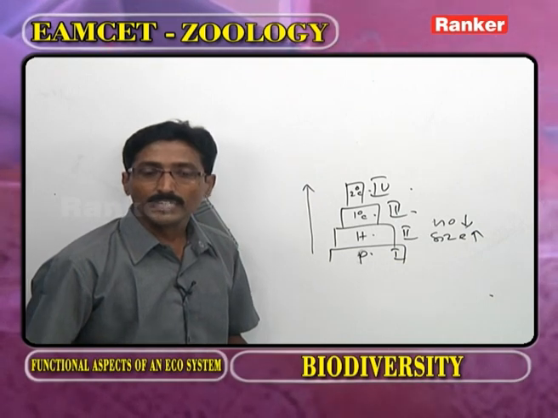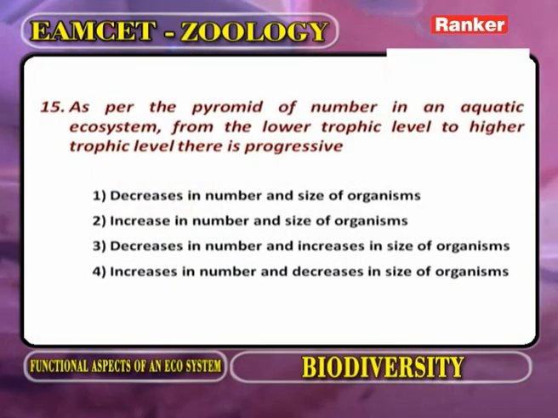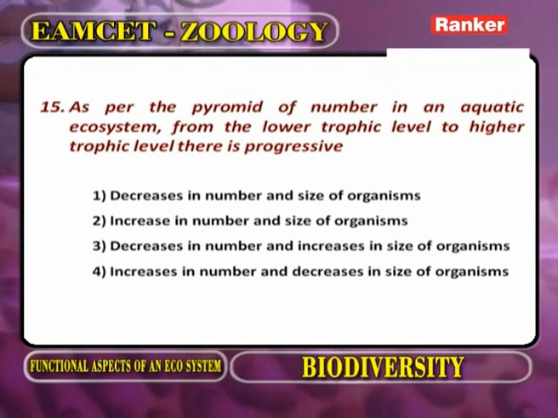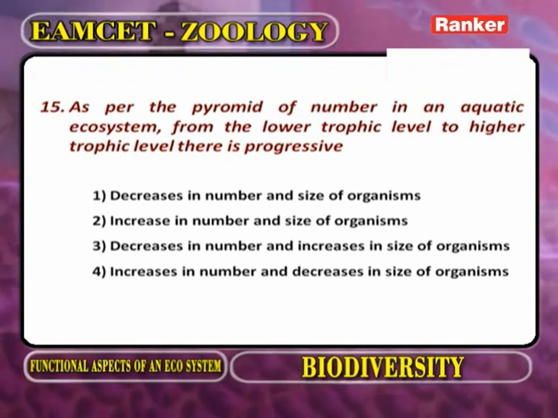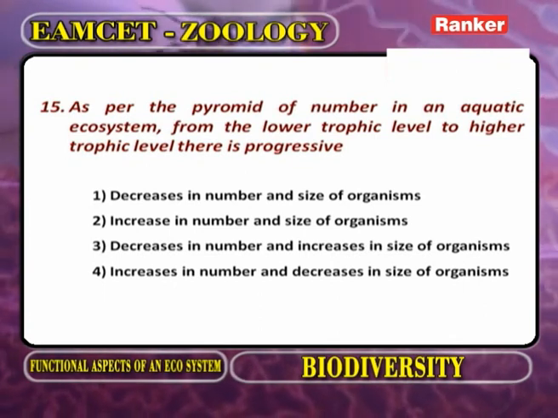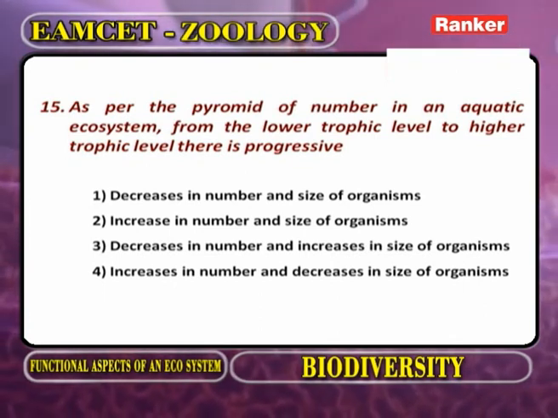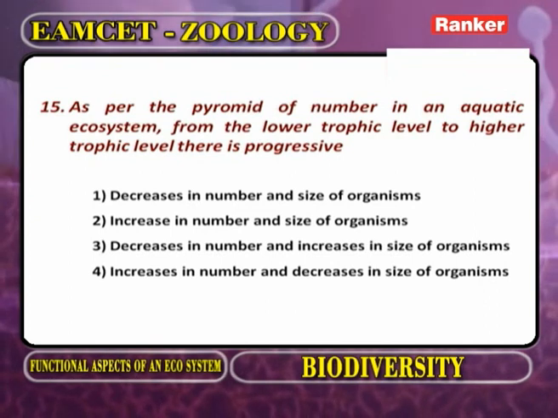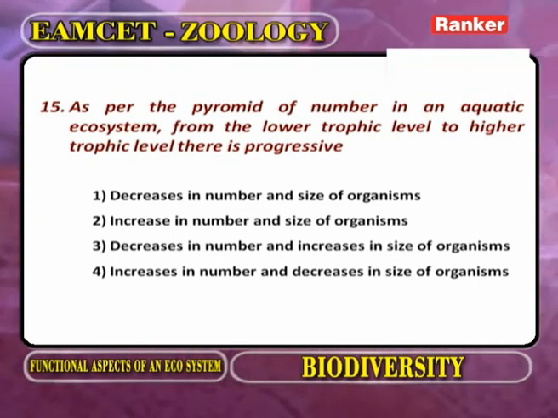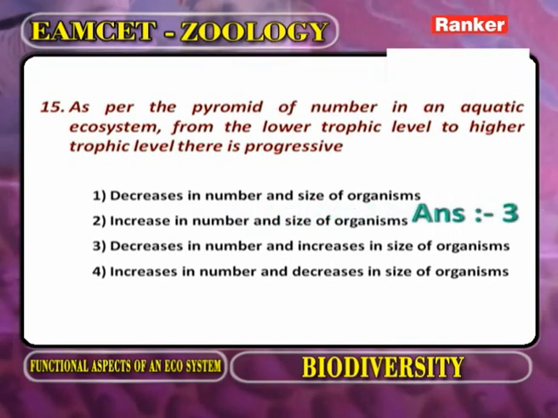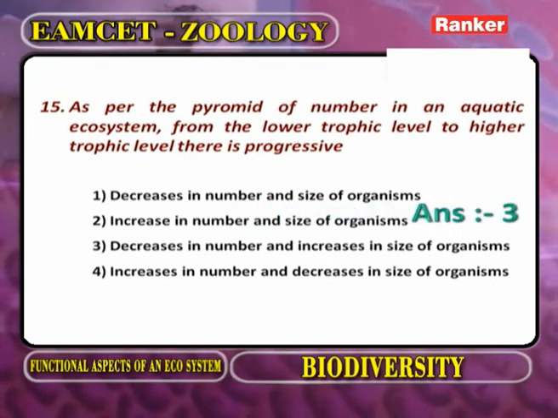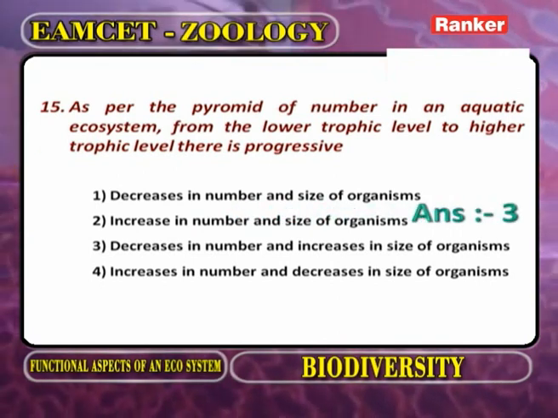Here is the question: as per the pyramid of number in an ecosystem, from the lower trophic level to higher trophic level, there is a progressive decrease. Now you have to observe the options: decrease in number and size of organisms, increase in number and size of organisms, decrease in number and increase in the size of organisms. What is the correct answer? That is the third option. As the trophic level increases, the number decreases and the size increases.